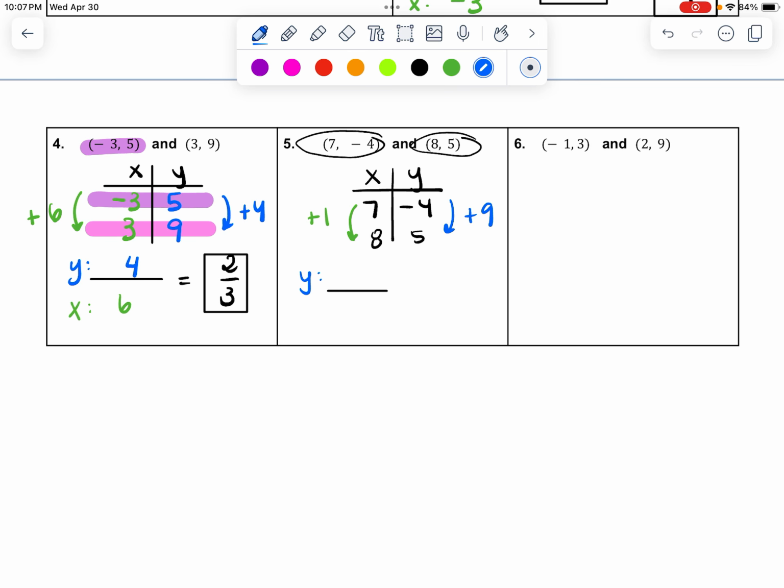The y pattern is 9, and the x pattern is 1. And then I would type that into my calculator, and it would give me 9. Or if I wanted to write that as a fraction, I could write 9/1. Either way is fine.